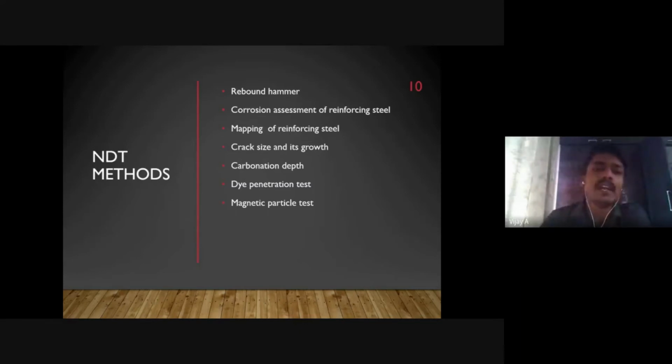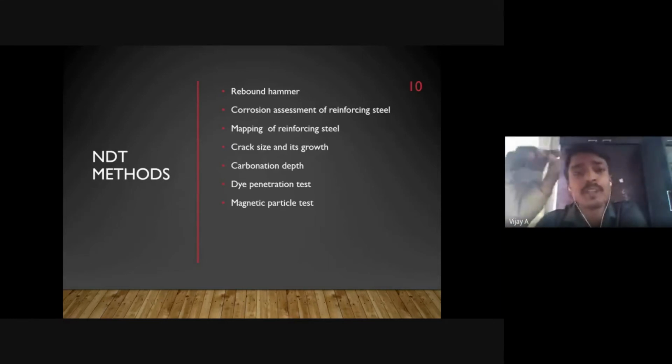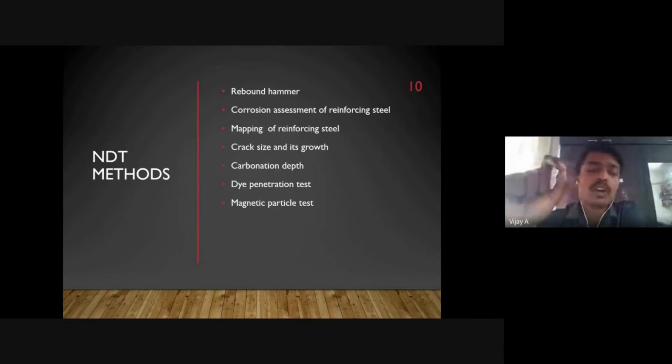Fine. And why do we use NDT? There are 4 important points that I wanted to tell you. Those are savings, safety, efficiency, and accuracy. Normally the acronym I use is SSEA. So savings, safety, efficiency, and accuracy.